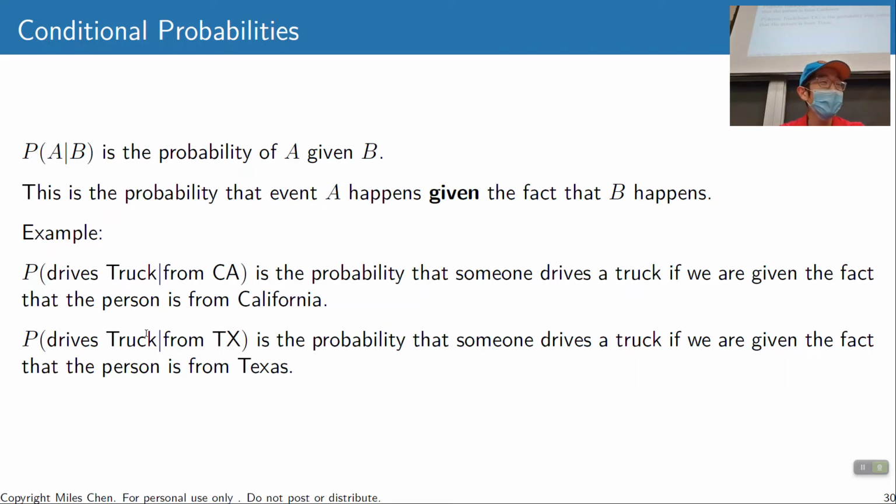okay? And so the stereotype is frequently that in Texas, everybody drives pickup trucks, and in California we have a lot of people driving Teslas and Priuses, right? And so you can contrast one with the other. And we'd probably look at this and say, oh yeah, the probability of driving a truck if we know someone's from Texas is going to be higher than the probability this person drives a truck if we know they're from California, right? And of course, a lot of people in California still drive trucks, but perhaps there are more people in Texas who do.